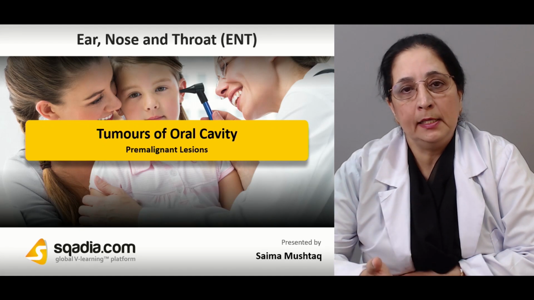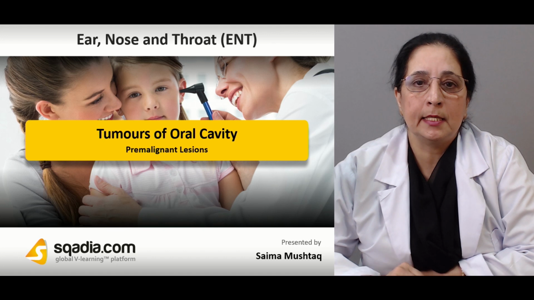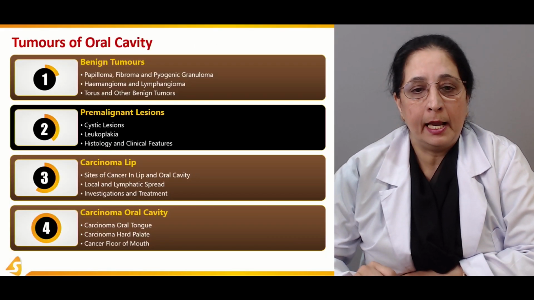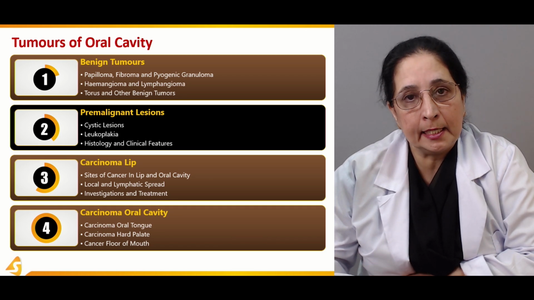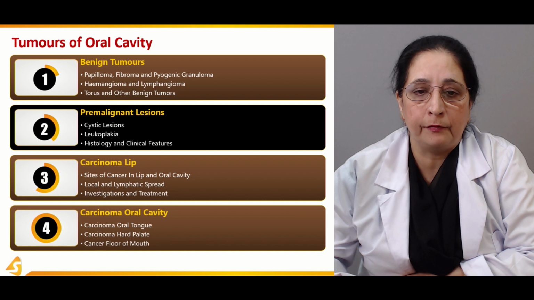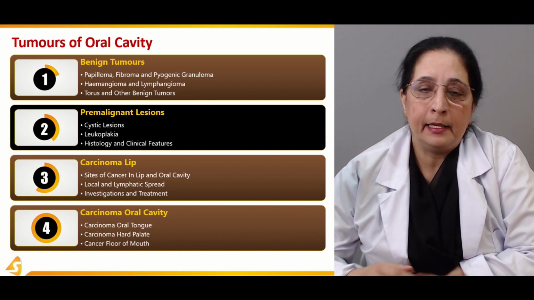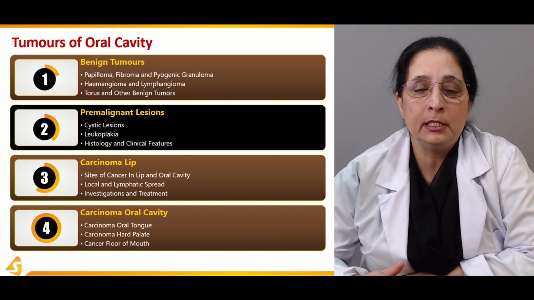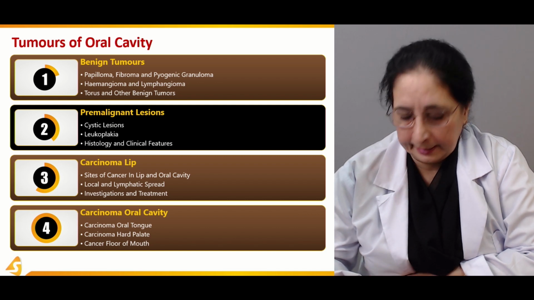So after the benign tumors, the next topic which we will discuss in this section are the premalignant lesions. These premalignant lesions can be the cystic lesions, or in the cystic form they can be leukoplakia, and then also we will talk about the histology and the clinical features of the premalignant lesions.